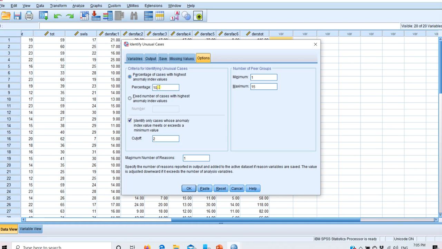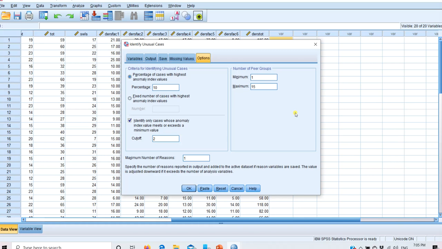So 10% of 53 is 5 cases, around 6 cases. Identify cases with anomaly index. Here we can change the anomaly index value also. And how many peer groups? So basically it does a type of cluster analysis. It finds the groups or clusters of cases having similar patterns, and then it compares the cases with that pattern. If any case is different from the peer groups, then that is considered an anomalous case.